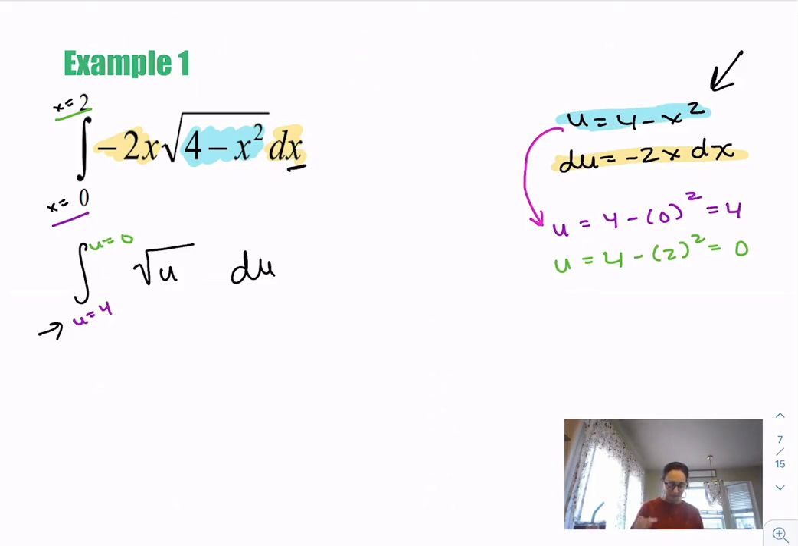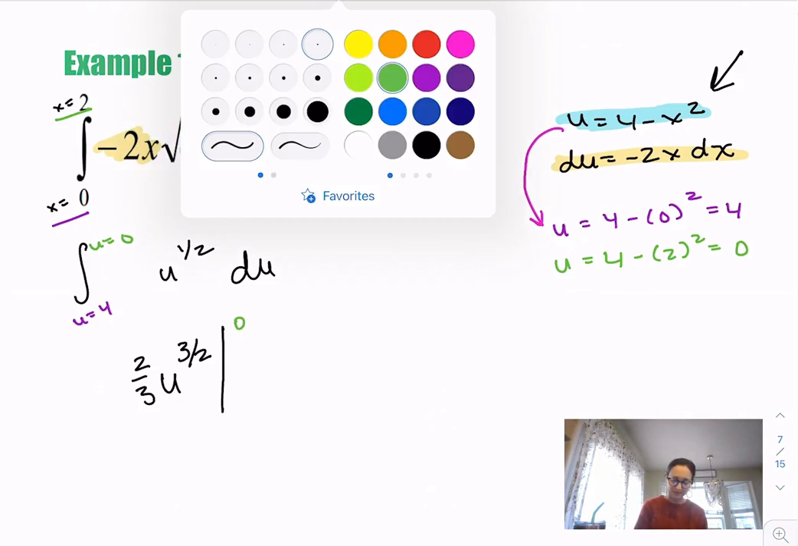All right, so let's keep moving on here. Square root of u, I'm going to rewrite that as u to the 1/2, okay? Now I've got a whole new integral I get to work with. So let's anti-derive u to the 1/2, so that's new power is 3/2. Dividing by 3/2 is the same as multiplying by 2/3. And now I'm going to evaluate this at u equals 0 and 4.